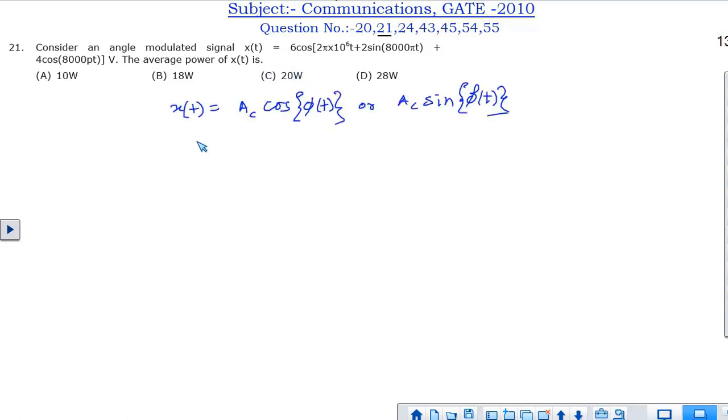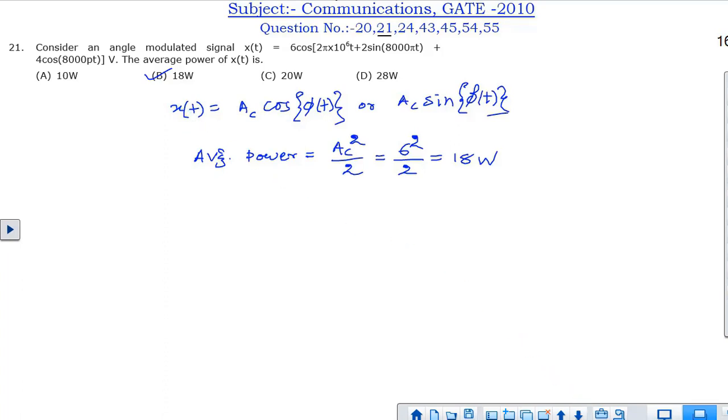Basically, when the signal is in this form, that is Ac cos(phi(t)), where phi(t) can be anything, or Ac sin(phi(t)), then the power is always equal to Ac square by 2, that is the average power. So here if you see, the amplitude is 6, so simply the power will be 6 square by 2, that is 18 watt. Option B is matching with the 18 watt, so option B is the correct answer for question number 21.